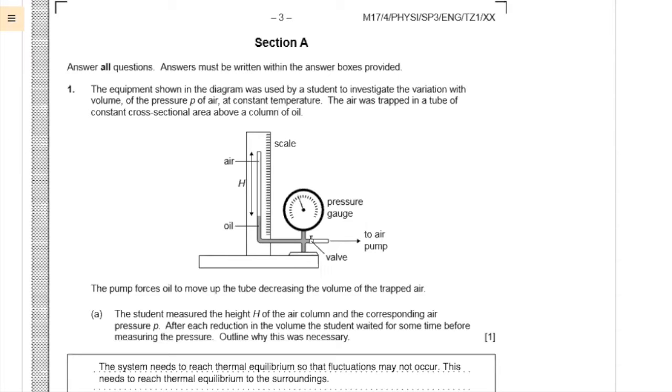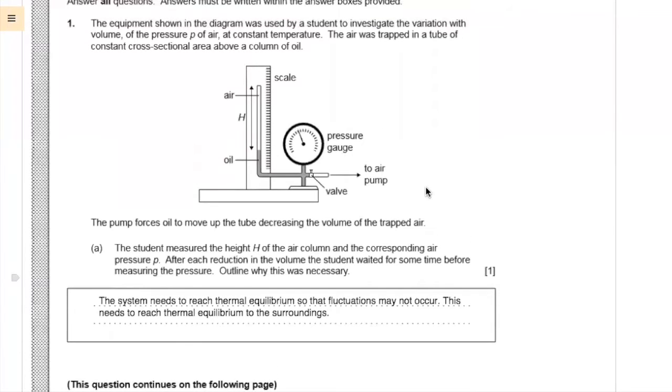So let's get started. Here in this question, the equipment shown in the diagram was used by a student to investigate the variation with volume of the pressure P of air at constant temperature. You notice here that we're talking about the air, not the oil. The air was trapped in a tube of constant cross-sectional area above a column of oil. The pump forces oil to move up to the tube, decreasing the volume of the trapped air.